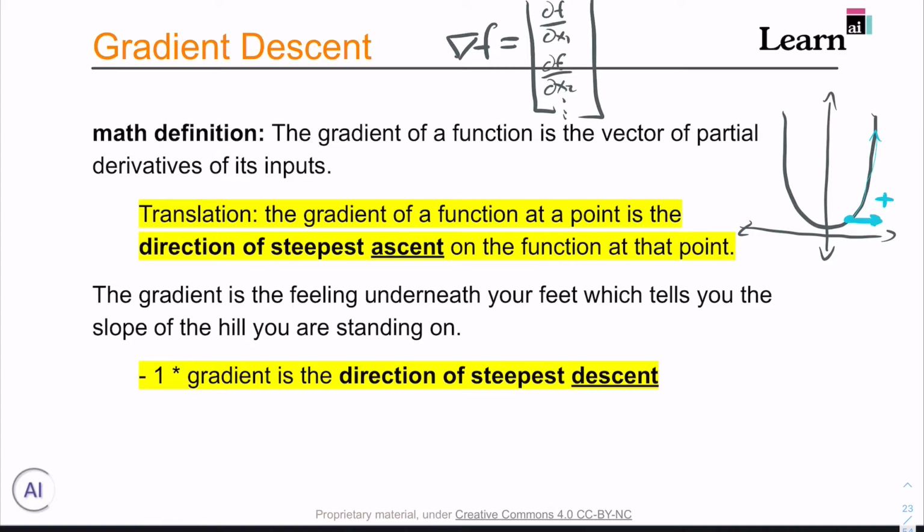You can think about the gradient as the feeling underneath your feet back in that thought experiment, which tells you the slope of the hill that you're standing on. So it tells you which way is up and down. If you imagine your feet are on this hill with your eyes closed, you could feel this way's down, this way's up. The gradient is the direction that takes you up the fastest. So if we do -1 times the gradient, it's the direction of steepest descent, which is the thing we wanted, if you remember. We want to go down the hill as fast as possible.